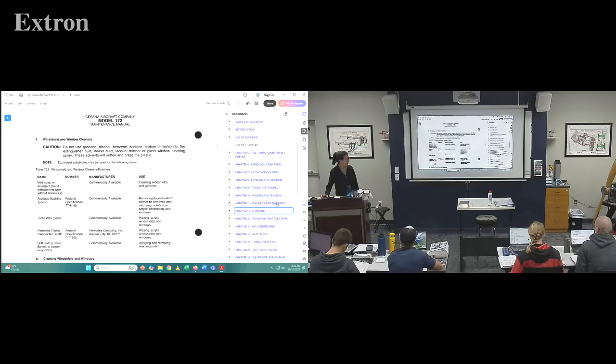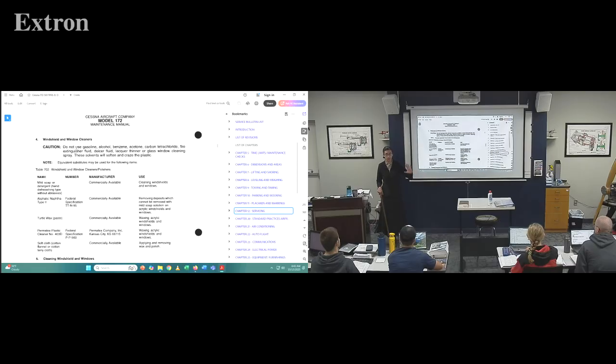You'll look for the servicing section, and it'll tell you, now this is kind of hilarious. I don't know, somebody probably did this, and that's why they had to put this in here. Do not use gasoline, alcohol, benzene, acetone, carbon tetrachloride, fire extinguisher fluid, de-icer fluid, lacquer thinner, or glass window cleaning spray for windshields and window cleaners. So this is about the windscreen.